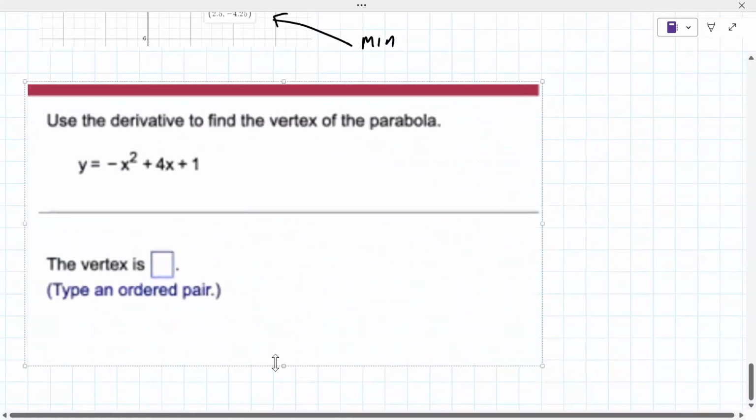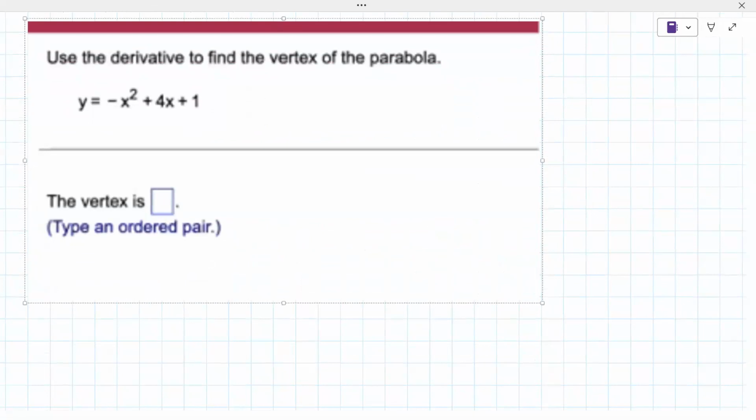All right, this is actually the same question as the previous one, just worded differently. It says use the derivative to find the vertex of the parabola. You don't need to do that. They're not going to check your work on it. You're just going to graph it like we've been doing, and you'll find the vertex.